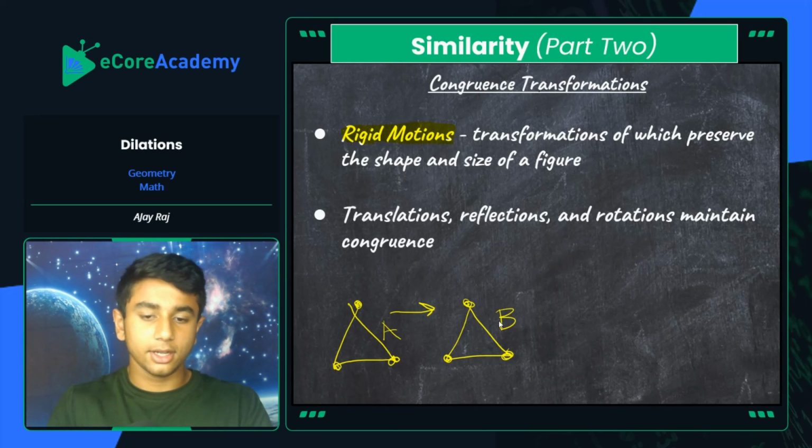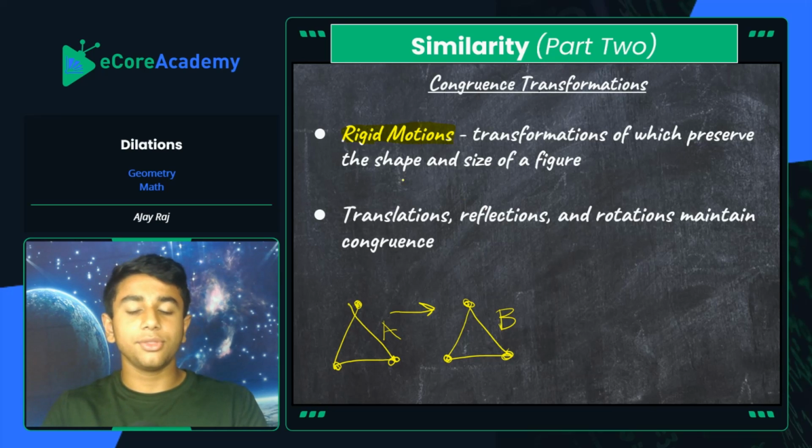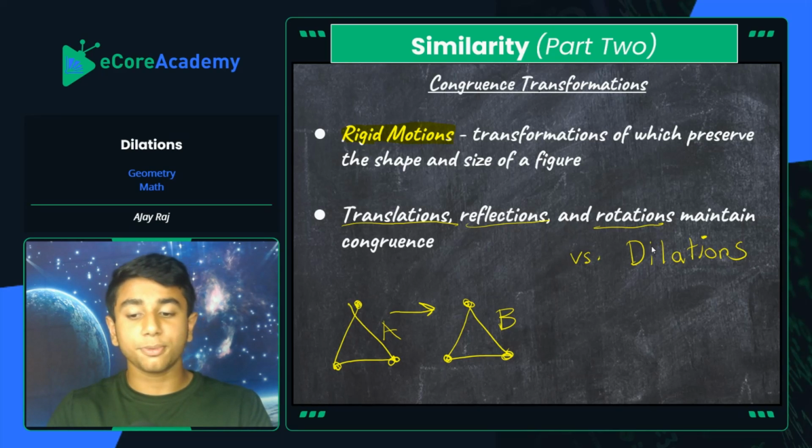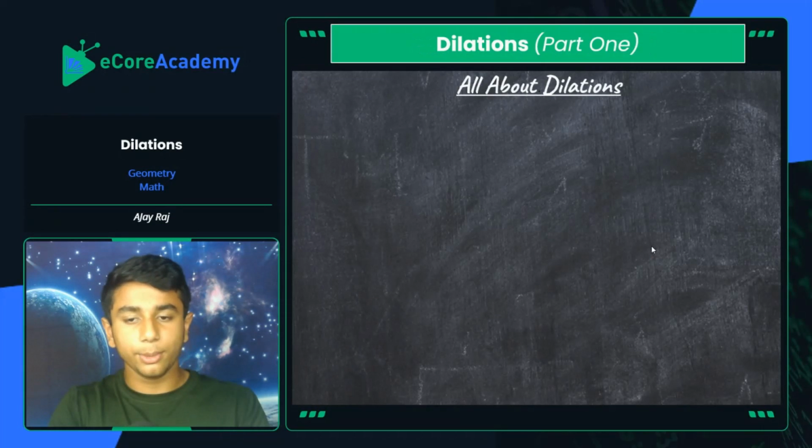Like I said, I used translation as an example, but the three types of rigid motion transformations are translations, reflections, and rotations that maintain congruence, and that's the main difference between translations, reflections, and rotations versus dilations. That's why I separated these two lessons, because they're two different kinds of transformations. Dilations have a different type of relationship from the pre-image to the image, and we'll get into that right now. So dilations part 1, all about dilations.